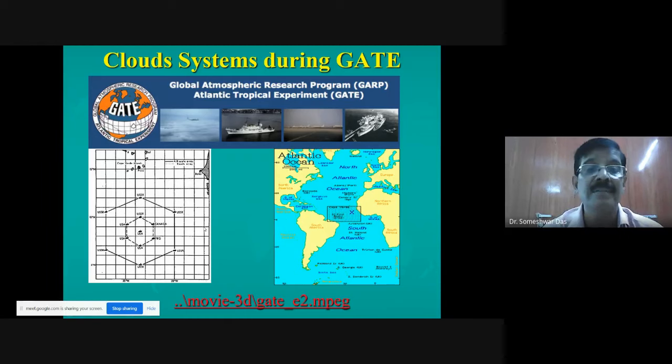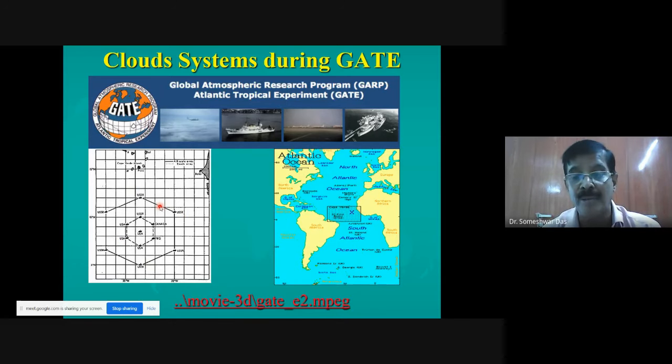And on the left hand side, you can see these are the positions of the ships. This is the USSR, Soviet Union ship. In those days, it was Soviet Union. Ship 1, ship 2, ship 3, and so on. And you can see there are two hexagonal areas: this is the outer hexagon, and this is the inner hexagon. So the American and Russian ships were placed at different strategic locations over the tropical Atlantic region to collect intensive observations about this region to study the convection.